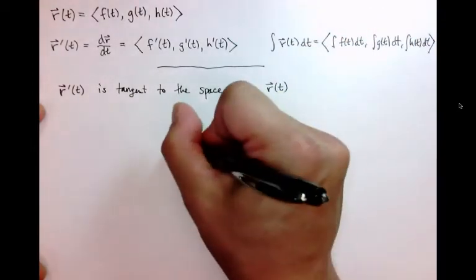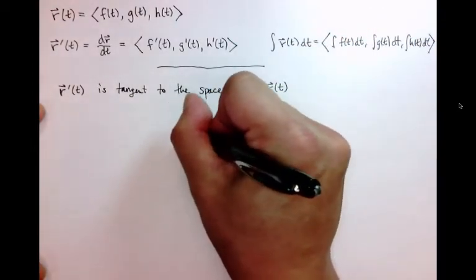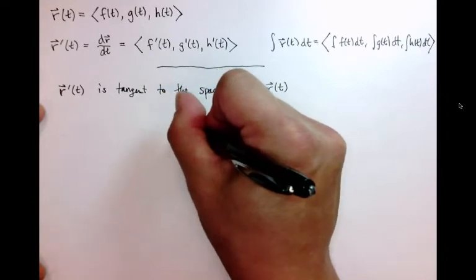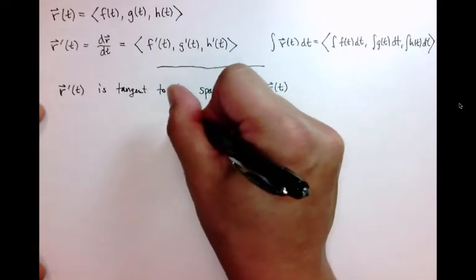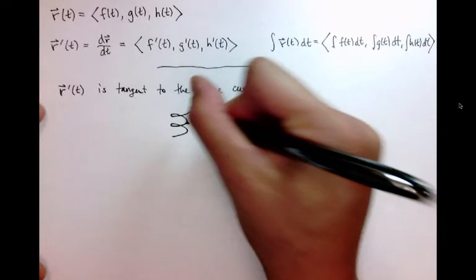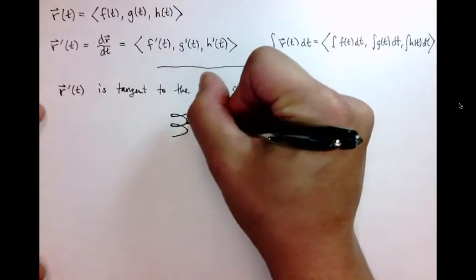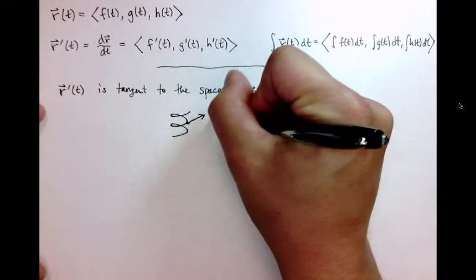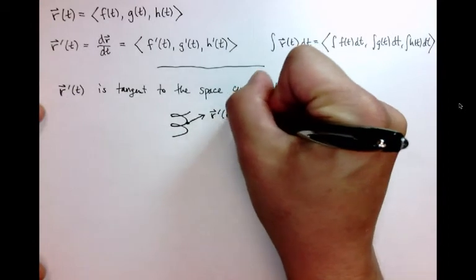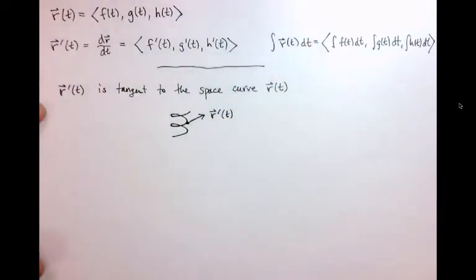Okay, so for example, if we had a helix, and you picked a value of t here, it's a little difficult to see, but r prime of t would show you the instantaneous direction in which the curve is heading.